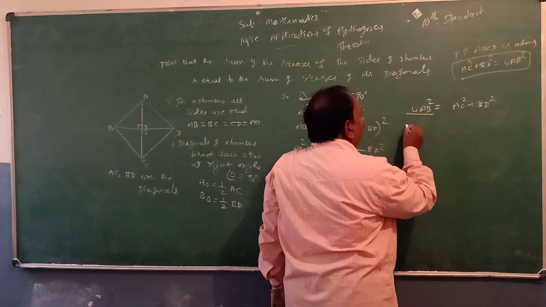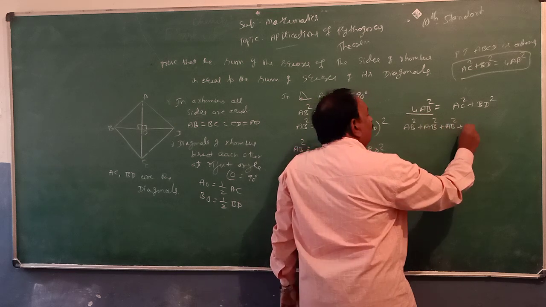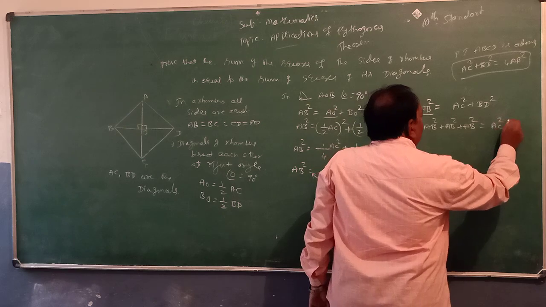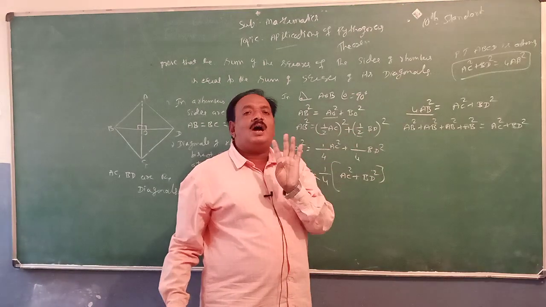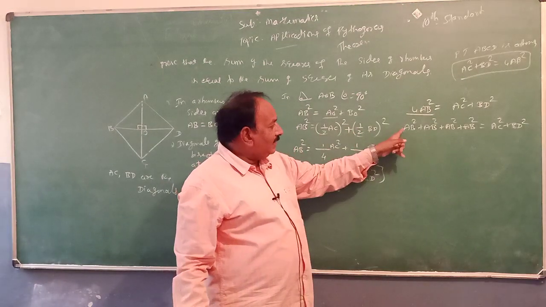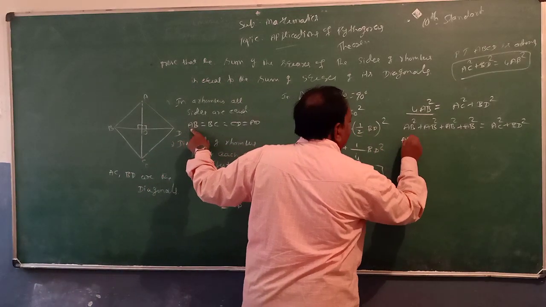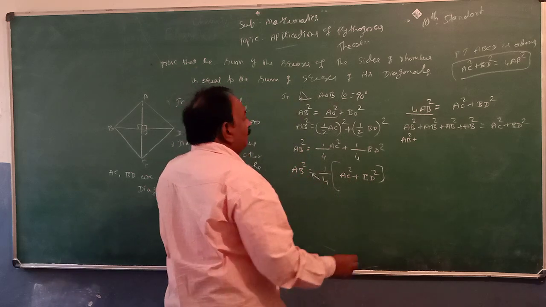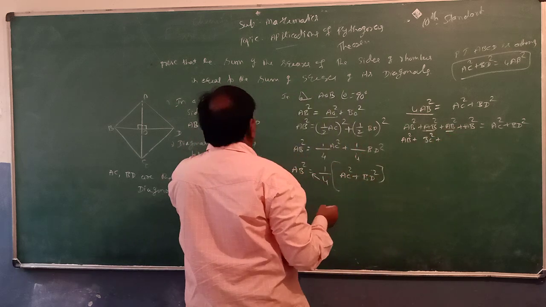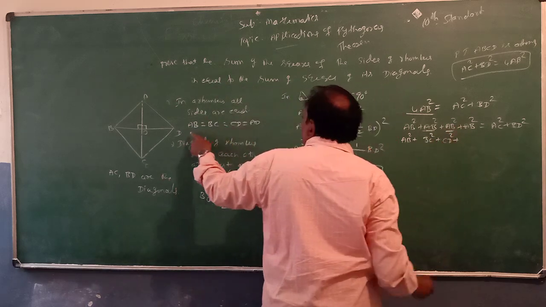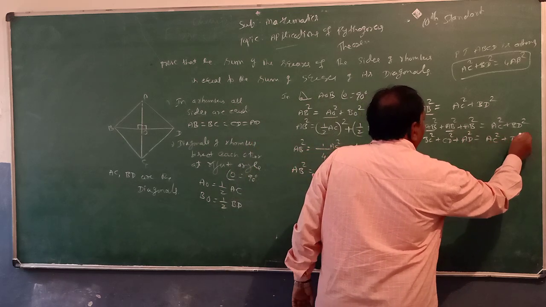This 4AB square can be written as AB square plus AB square plus AB square plus AB square is equal to AC square plus BD square. What have I written here? 4AB square can be written as, how many AB squares are there? 4AB square. So write AB square, AB square, AB square. Coming to the data, write down that AB as it is, AB square plus, what is AB? BC. In the place of AB, substitute BC square. And this AB is also equal to CD, CD square. This AB is also equal to AD, AD square is equal to AC square plus BD square.